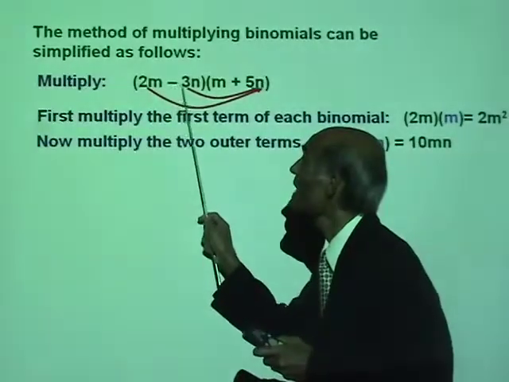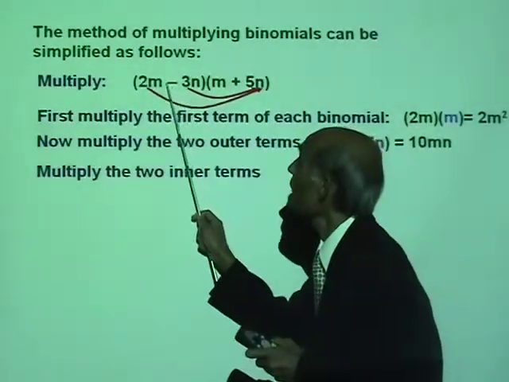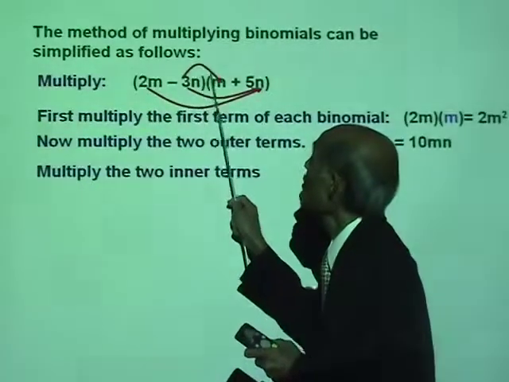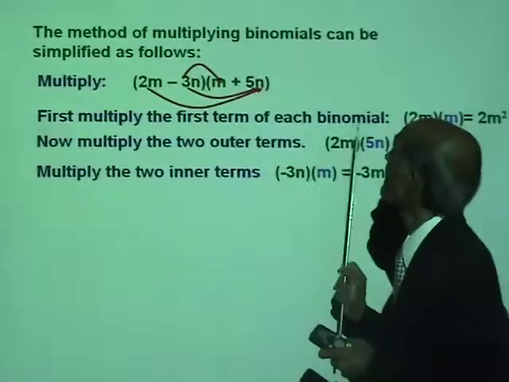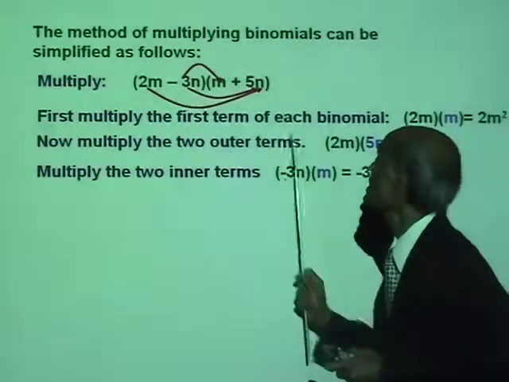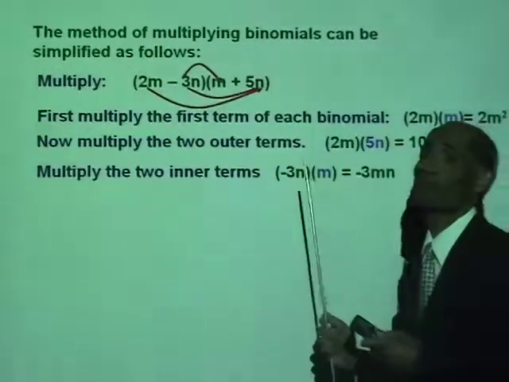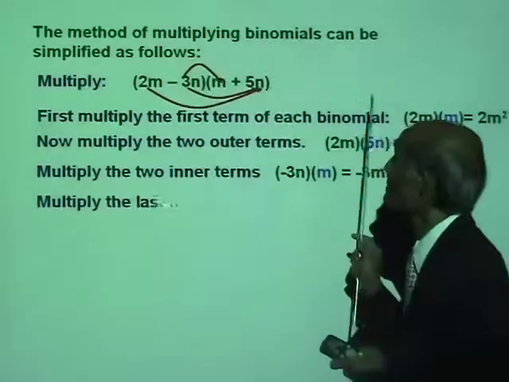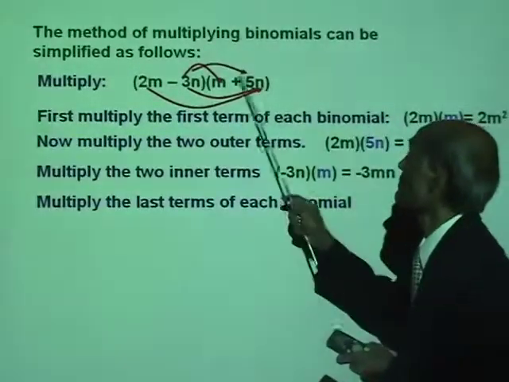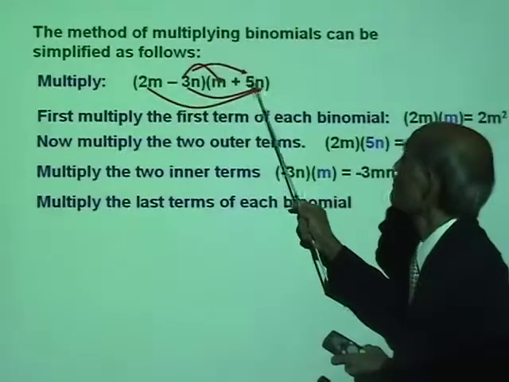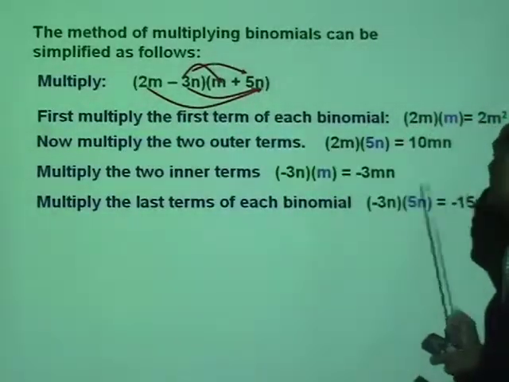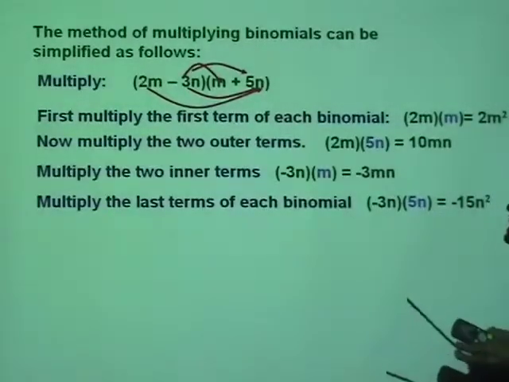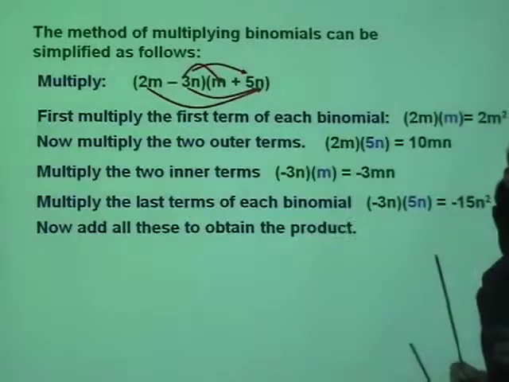Now we come to negative 3n. Multiply negative 3n with m. There you are. And what does that give you? Negative 3mn. And now multiply negative 3n with the 5n. That's right. Negative 3n times 5n is negative 15n squared.